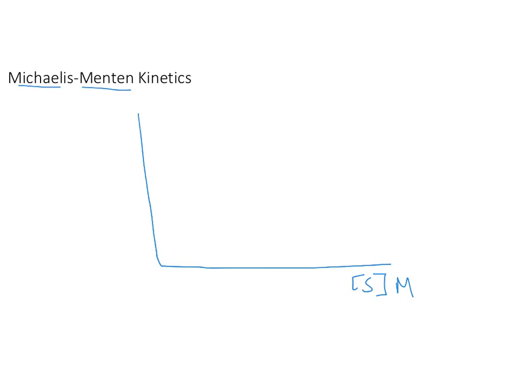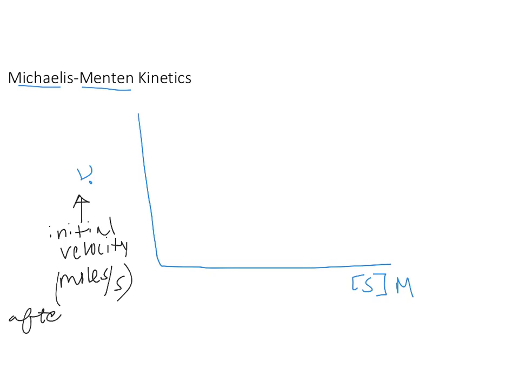And then over here on the y-axis, we have the funky V0. Now this is called initial velocity. It has units of moles per second. That's its units, moles per second. Please don't forget that. It's not just per second, it's moles per second. And it represents the initial velocity right after the enzyme and substrate are mixed.